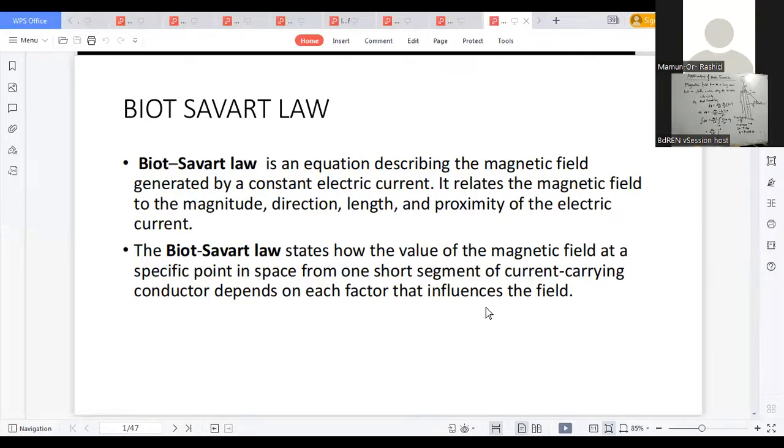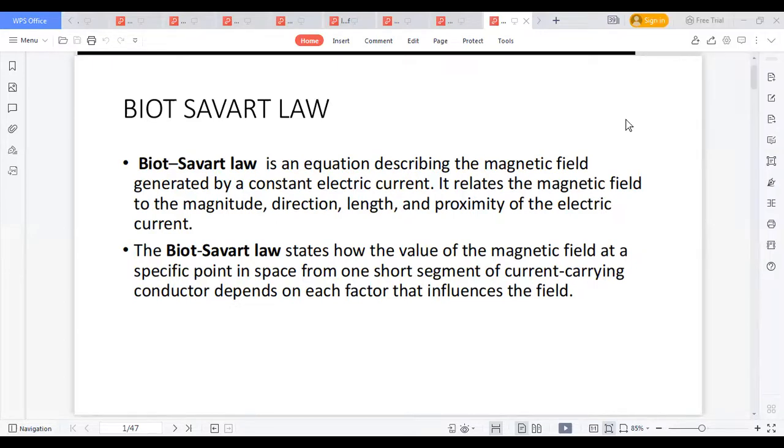So Biot-Savart's law is an equation describing the magnetic field generated by a constant electric current. It relates the magnetic field to the magnitude, direction, length, and proximity of the electric current. Biot-Savart's law states how the value of the magnetic field at a specific point in space from one short segment of a current-carrying conductor depends on each factor that influences the field. So now we'll try to state and describe Biot-Savart's law.